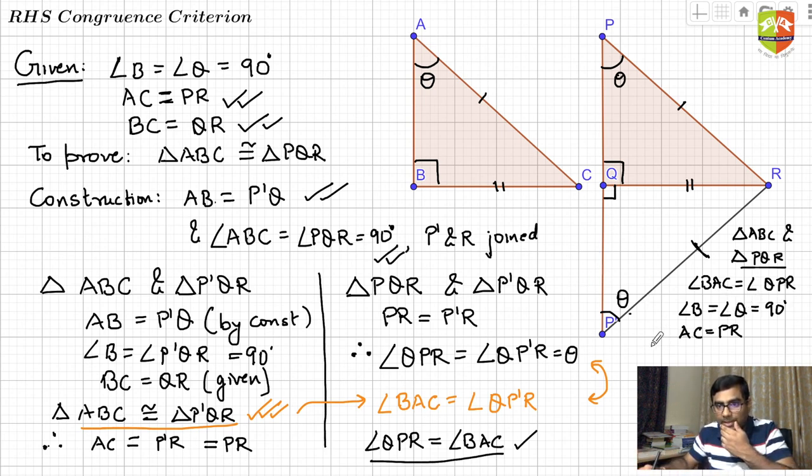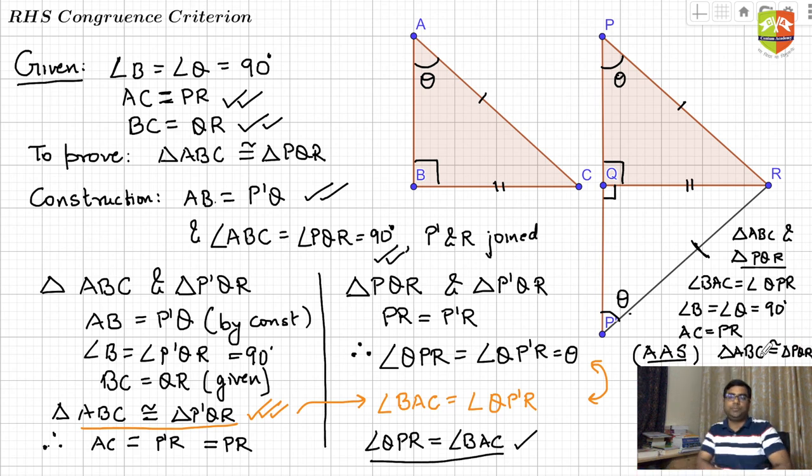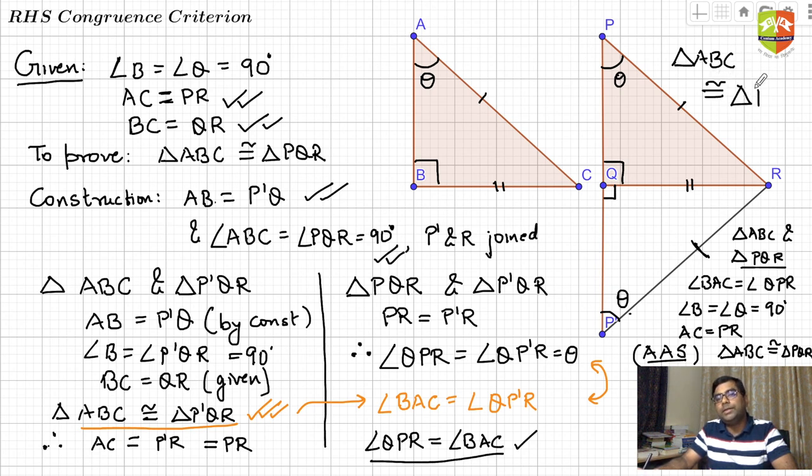So by AAS congruence criteria, I can say by AAS, these two are congruent. Triangle ABC is congruent to triangle PQR. Just in time or just in space. Okay, so I could write that. Yeah, so hence I declare that triangle ABC is congruent to triangle PQR. Fantastic. Understood. Right.